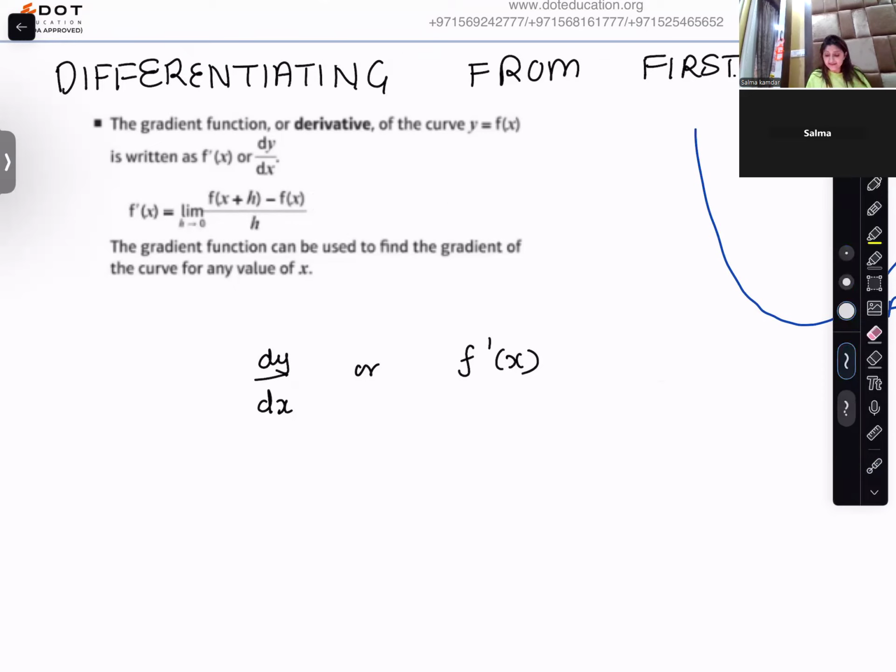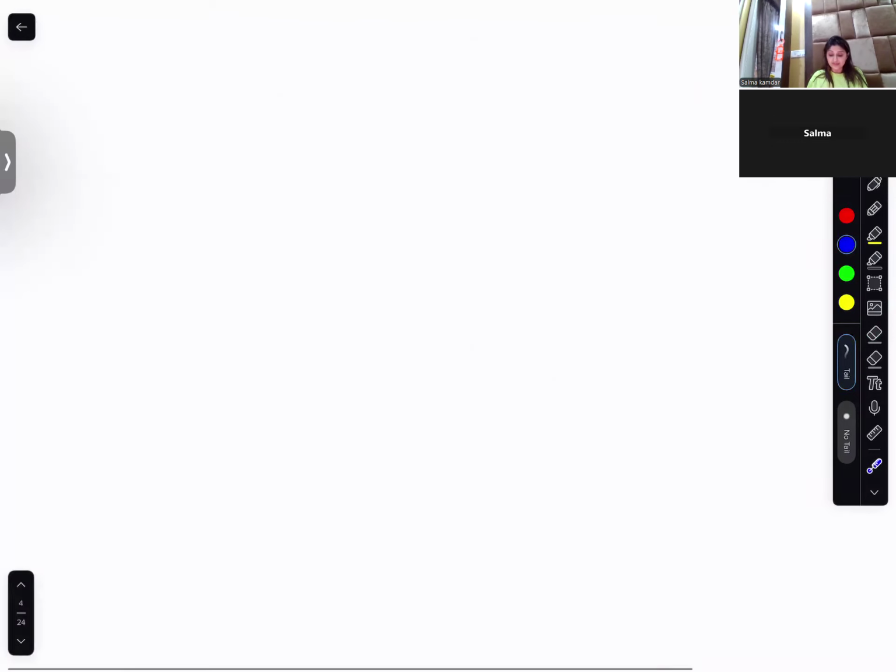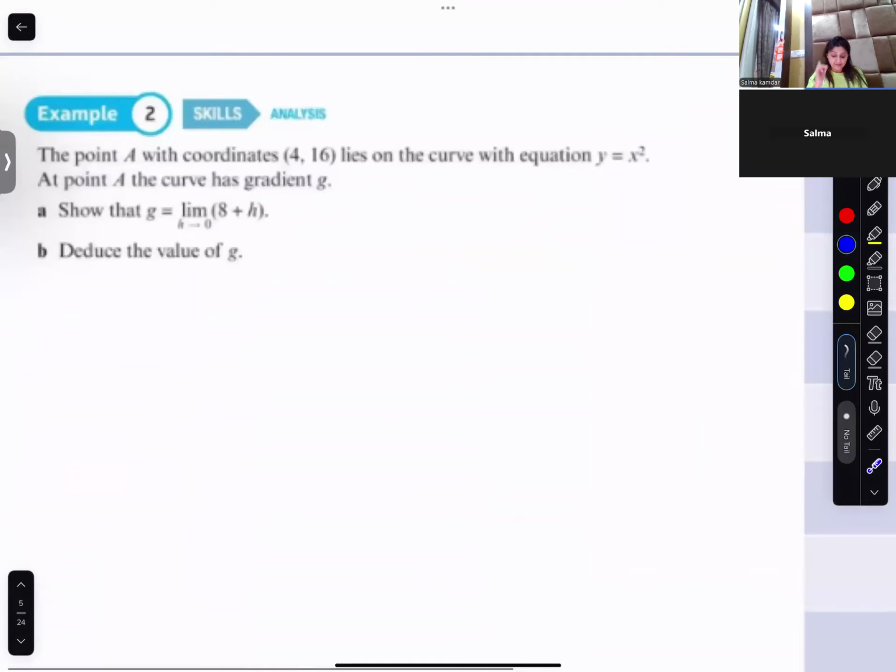So we find the derivative from the first principle, or we find the gradient of the curve using the first principle. We say that f dash x, that is my gradient of the curve at a given point, is the limit as h tends to 0, as that point approaches 0, of f of x plus h minus f of x, the whole divided by h. So you can find the gradient of the curve without using calculus from the first principle. Let's take it with an example. This is example number 2 of your textbook.